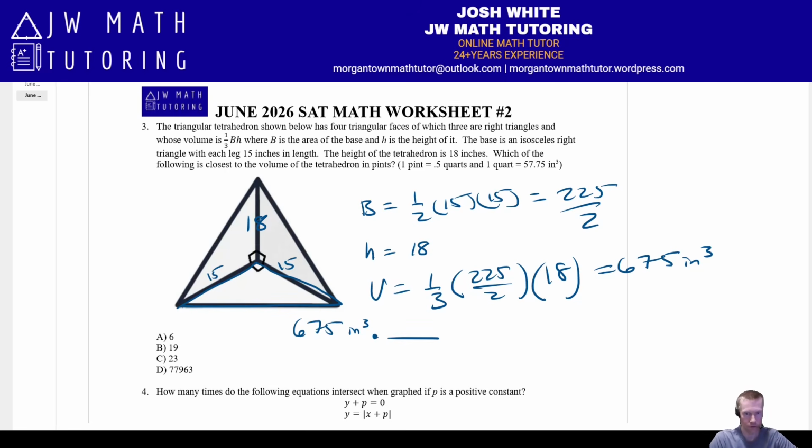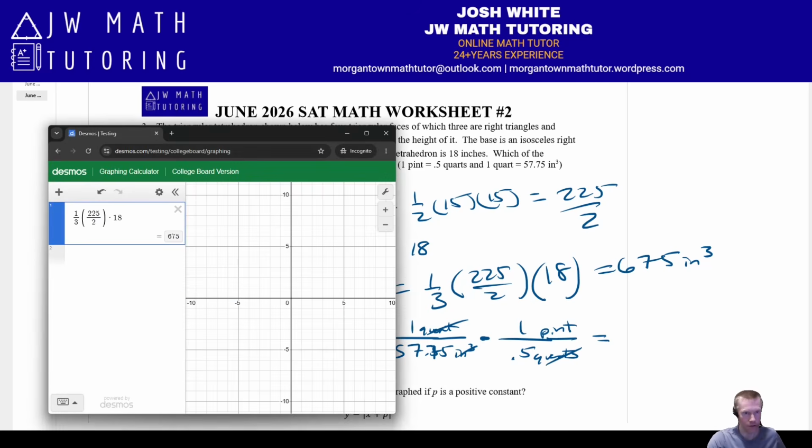Okay. Now we have to take that and convert it first to quarts using the conversion factor of 57.75 cubic inches is 1 quart. And then additionally, the fact that 0.5, or half a quart, is equal to 1 pint. Now, inches cubed will cancel out, quarts will cancel out. The number we're going to be left with is the number of pints.